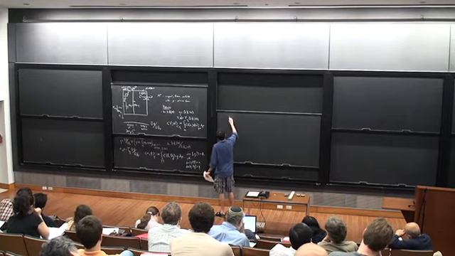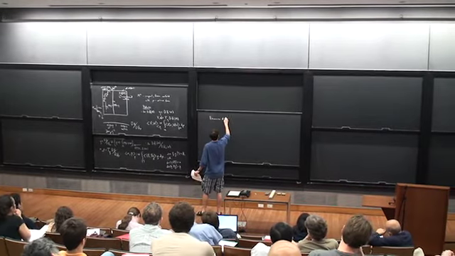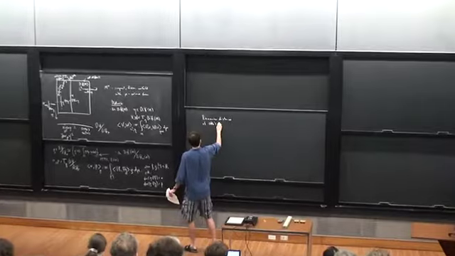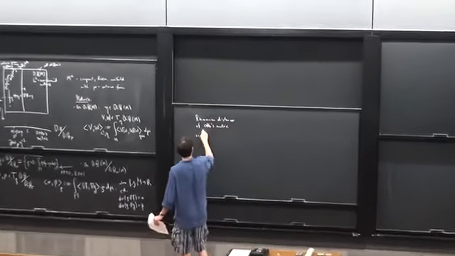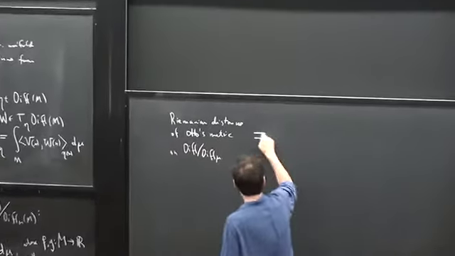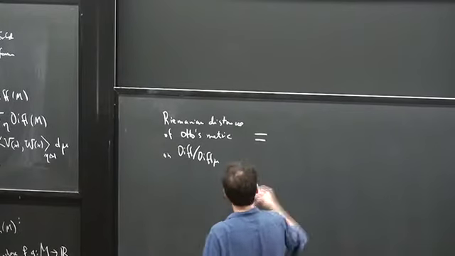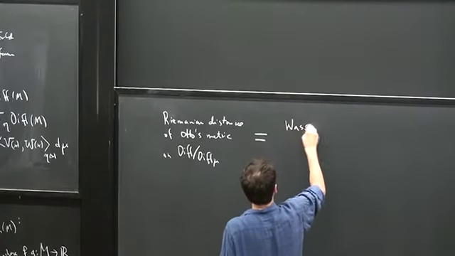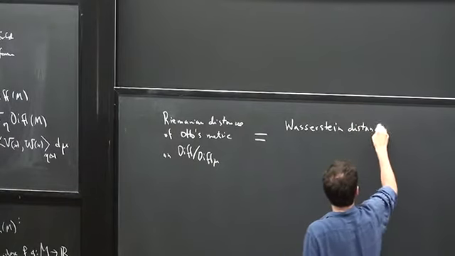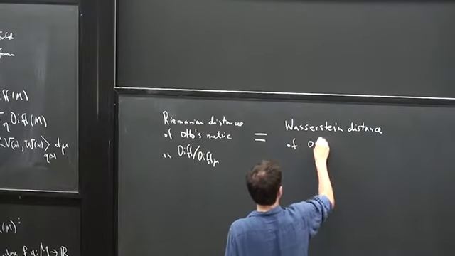So it turns out that the Riemannian distance of Otto's metric on Diff mu coincides with something which is known in optimal transport, in probability theory in general, as the Wasserstein distance of optimal transport.